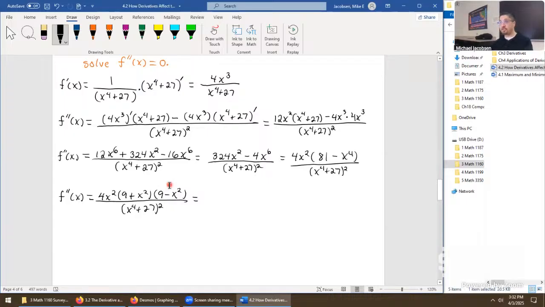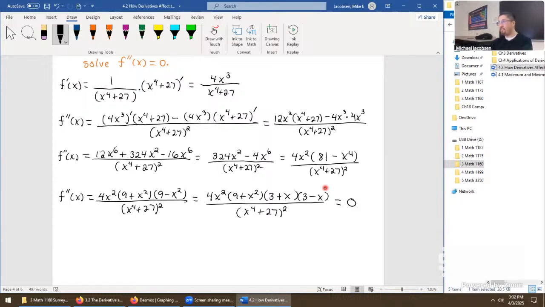But this part's still a difference of squares, so we take it even further and go 4x squared, 9 plus x squared, factor that part by the red dot over here as 3 plus x, 3 minus x, all over x power 4 plus 27 squared. And we're now in business. We set this equal to 0 because it's in its most simplified form. And we can solve this very rapidly.